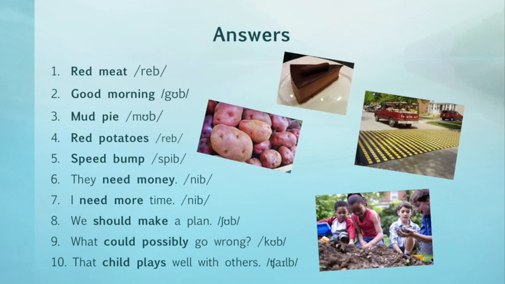It can help to pronounce a feature of connected speech in order to hear it when other people use it. So please listen and repeat after me. Try to make the B sound at the end of the first bolded word. Here we go. Number one, red meat.